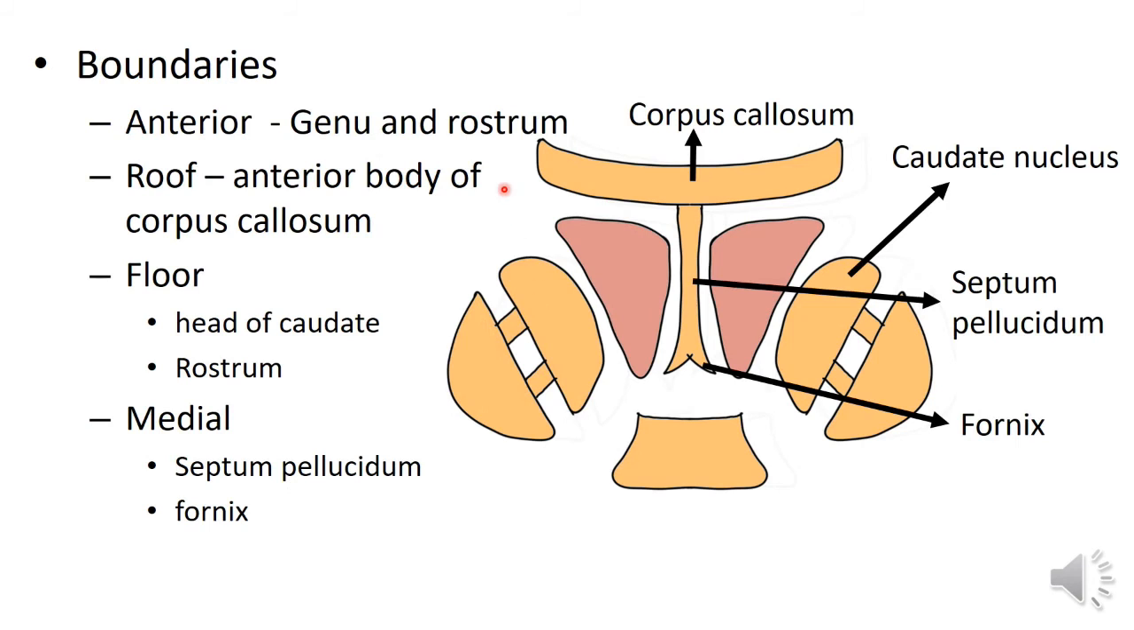Coming to the boundaries of the anterior part, the anterior part is bound anteriorly by the genu and rostrum of corpus callosum. The roof is formed by the anterior part of the body of corpus callosum. The floor is bound by the head of the caudate nucleus and rostrum of corpus callosum.